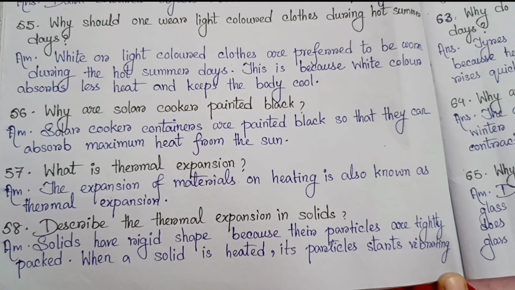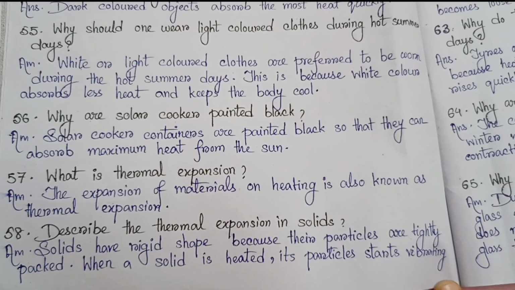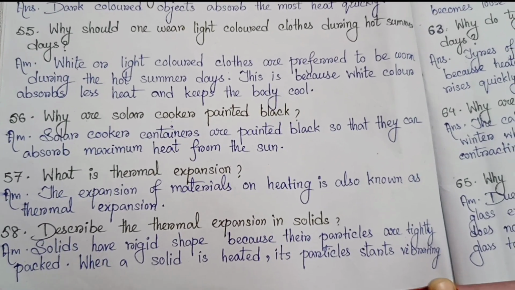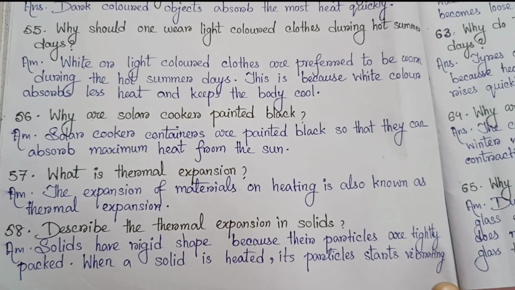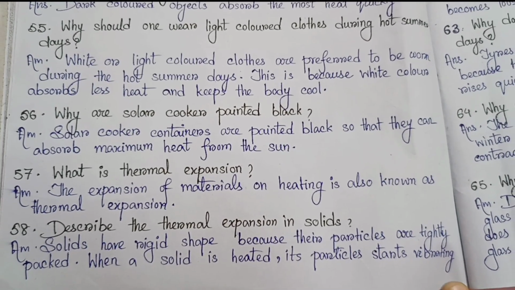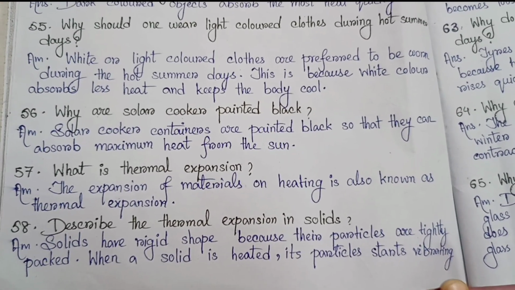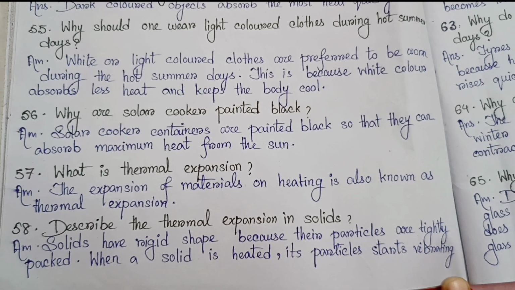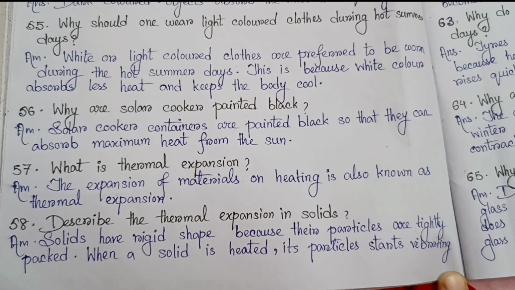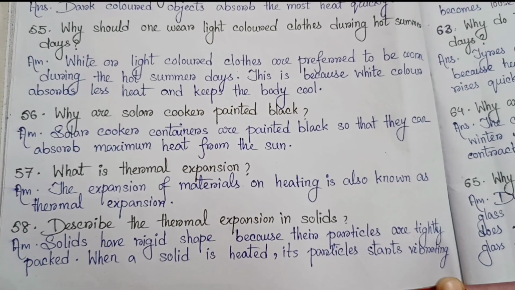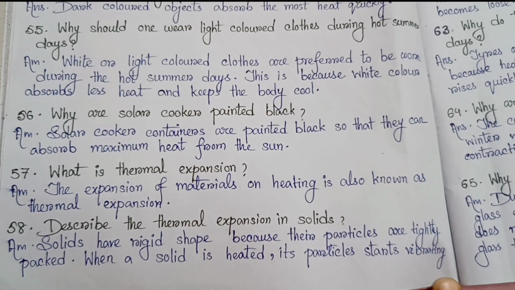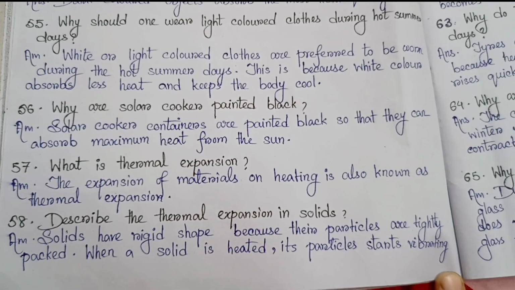Number 56. Why are solar cookers painted black? Solar cooker containers are painted black so that they can absorb maximum heat from the sun. 57. What is thermal expansion? The expansion of materials on heating is known as thermal expansion.